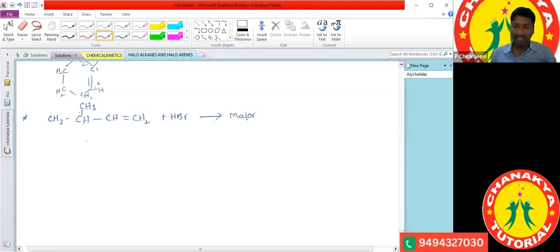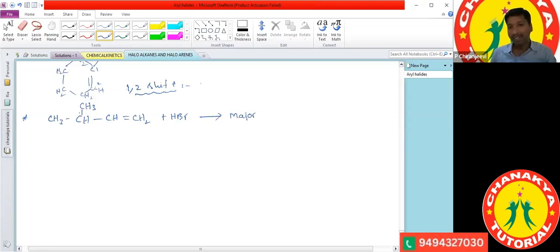I had given a very simple structure. Actually, it is a JEE level question. Some condition is there. So what is the condition here? A 1,2 shift condition is there. Sir, what is meant by the 1,2 shift here?